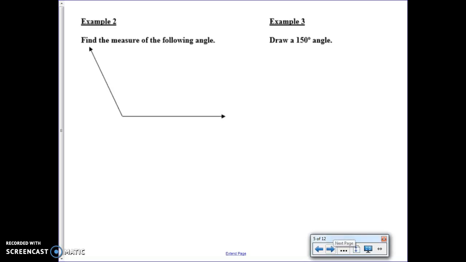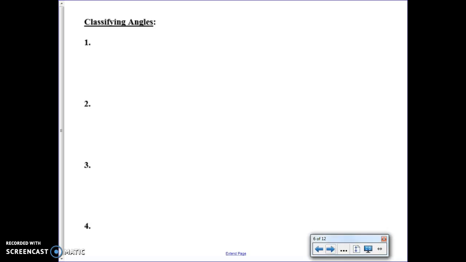I would like for you to find the measure of the angle you see there on your paper and then to draw a 150-degree angle. We'll go over those two together in class to make sure you are getting it. But pause your video, try those on your own.